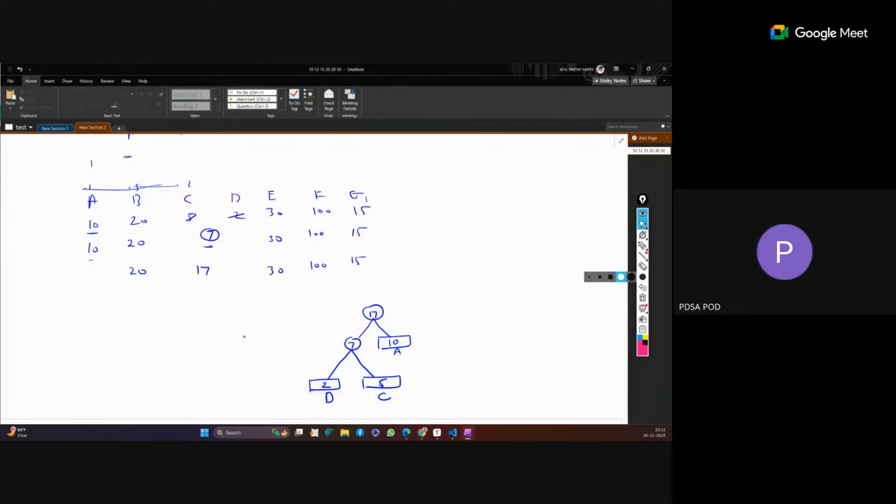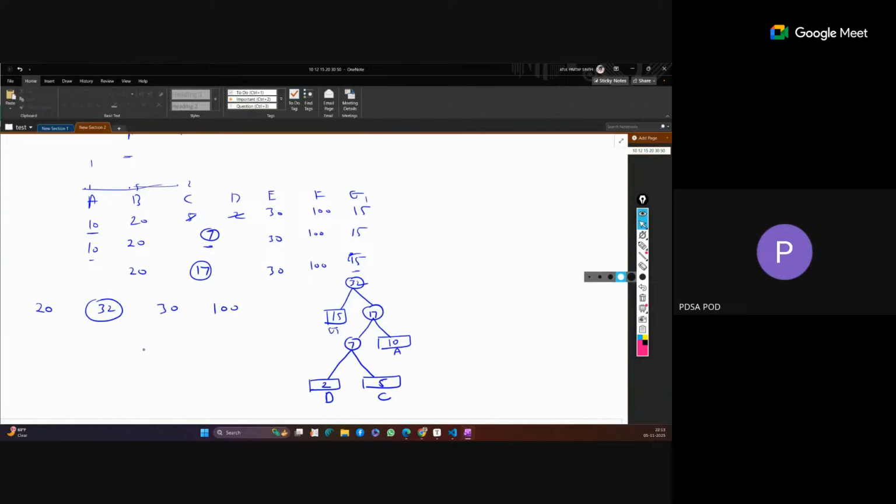Next two smallest ones, 17 and 20, 15. Okay, just maintain that. So I'm writing 15 here, and this is G, so 15 and 17 is 32. Next is 20 and 17. This is already done, so this was also taken. So this 20 and then 17 and 15 we have taken, so this is now 32. So 32 and 30 and 100.